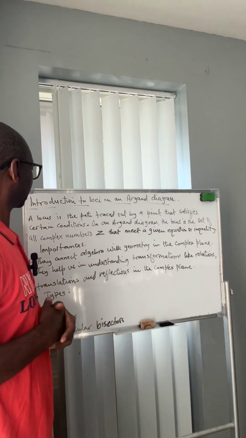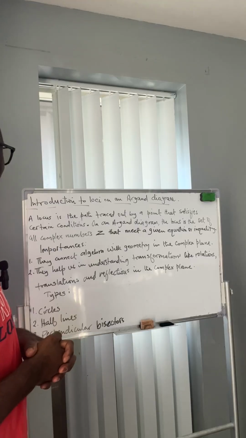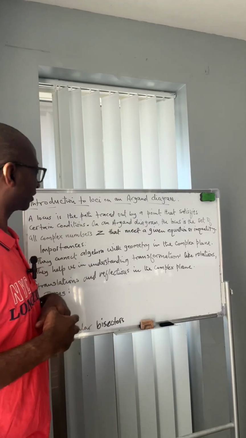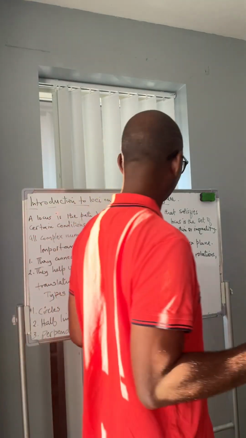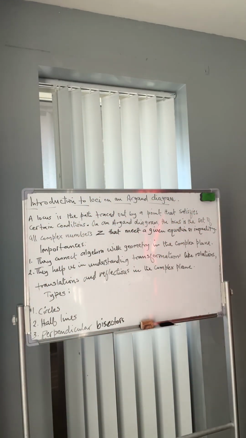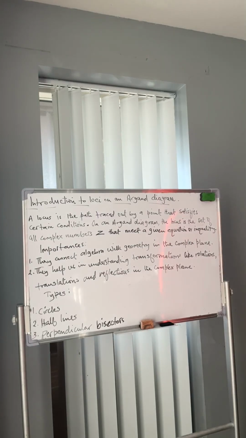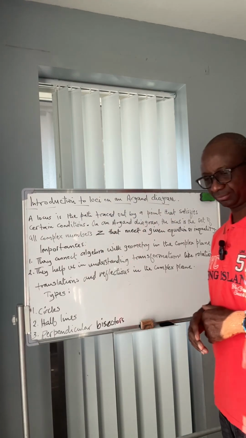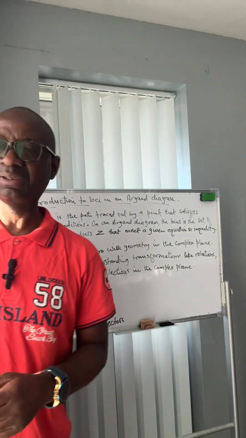A locus is the path traced out by a point that satisfies certain conditions. That is the definition of a locus. On an Argand diagram, the locus is a set of all complex numbers z that meets a given equation or inequality. On an Argand diagram, that is how we define a locus.